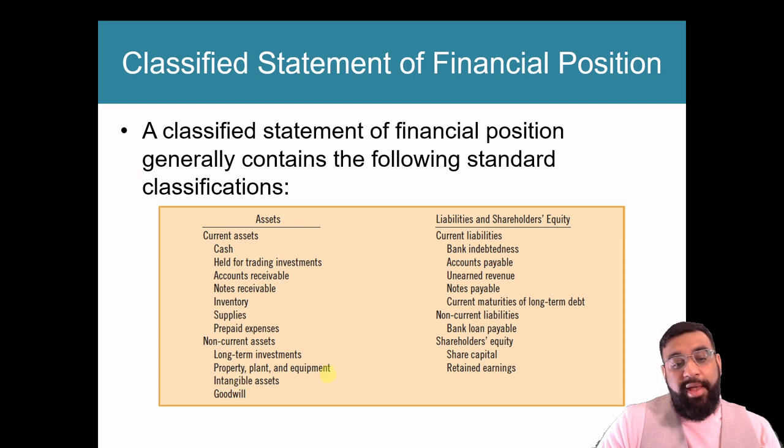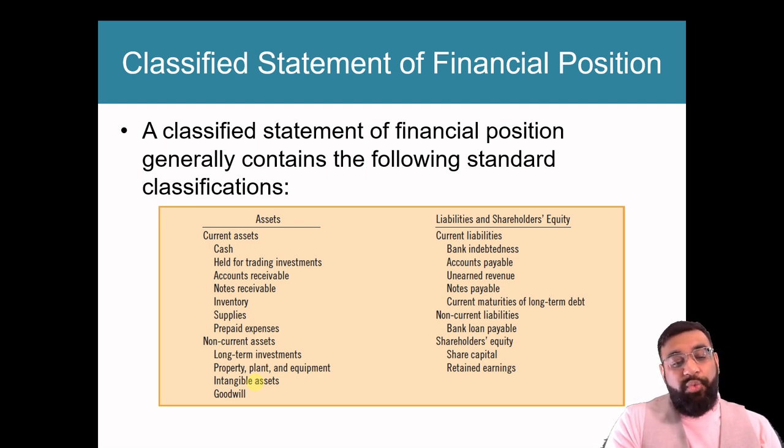Then we have property, plant, and equipment, which includes land, building, less accumulated depreciation on the building, equipment, less accumulated depreciation on the equipment. Then we have intangible assets, which are those assets that have no physical substance, but they still give us some sort of value. Then we have goodwill.